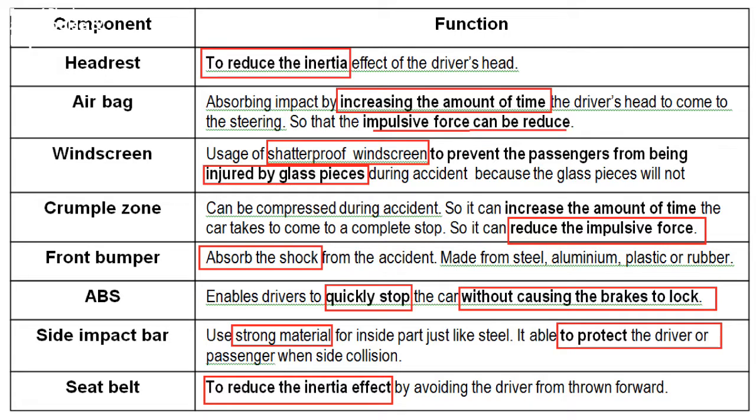Okay, another safety feature is the ABS. ABS can stop immediately. That one is another safety feature. Then another one is the side impact bar, made of strong steel. That one also protects the passenger from injury. Okay, these three are other explanations.